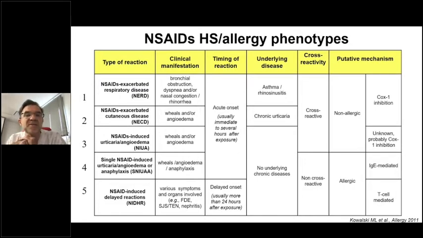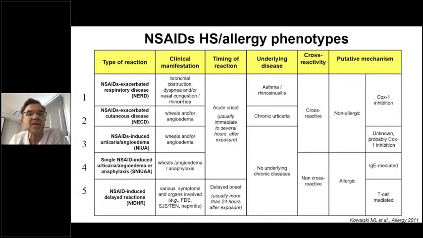Regarding the different phenotypes of non-steroidal anti-inflammatory drug hypersensitivity, the European Network for Drug Allergy has classified them into 5 different phenotypes, as shown here, but I will go into more details. The first one is non-steroidal anti-inflammatory drug exacerbated respiratory disease, the classical aspirin-induced asthma. The second one is non-steroidal anti-inflammatory drug exacerbated cutaneous disease.